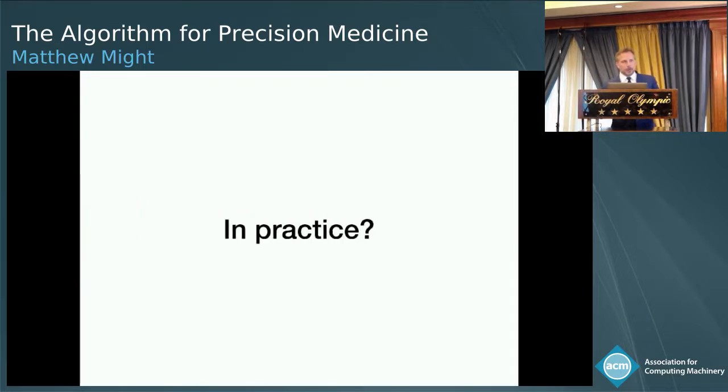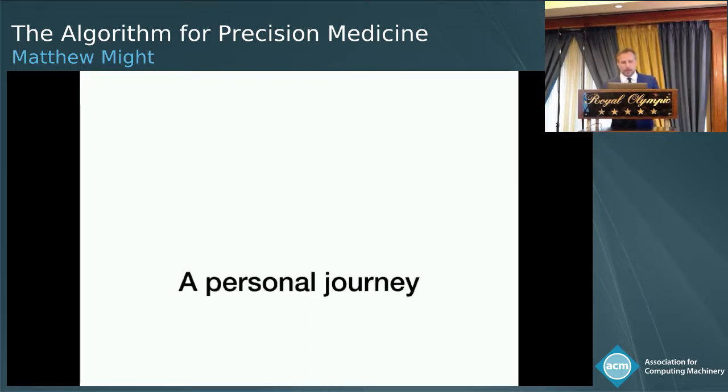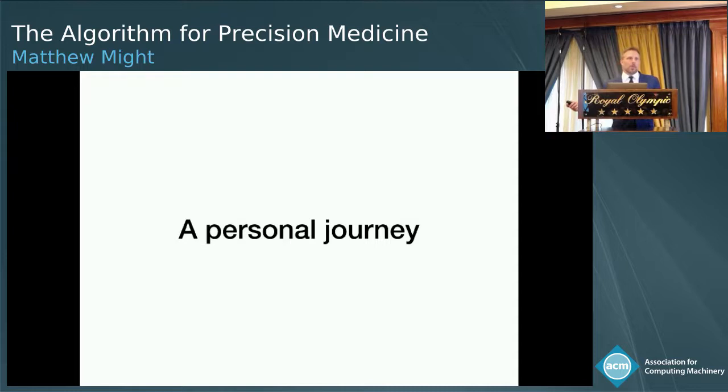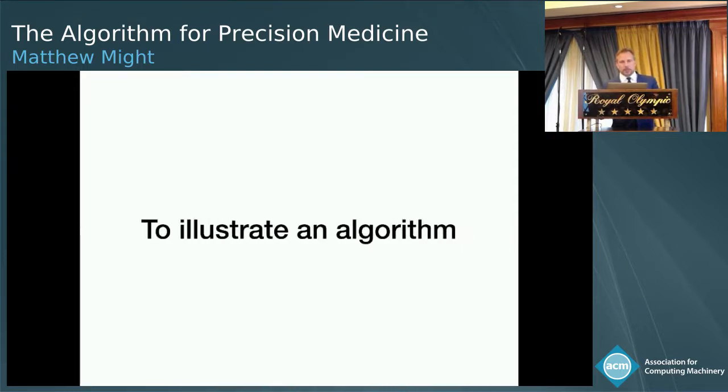So what does this look like in practice? To illustrate this, I'm actually going to tell you about my personal journey, about how I wandered from PL ultimately into medicine, and I'll use this to illustrate the execution of this algorithm for precision medicine, and then generalize it and talk about its application in some other cases and the kinds of work that we're doing for patients today.